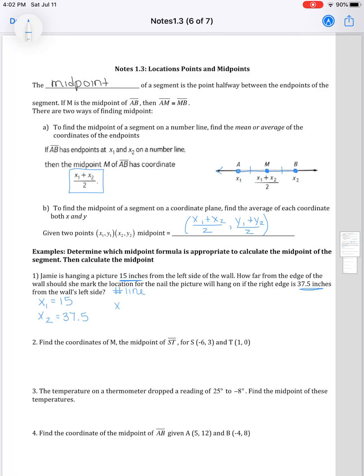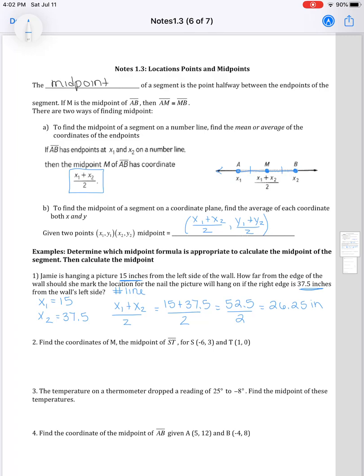So x1 is 15 and x2 is 37.5. These are not coordinates by any means, which means we are going to use approach number 1, the number line, which says that we take the two values, we add them up, and divide it by 2. So the numerator is 52.5, divided by 2 gets us 26.25, and these are word problems, so just make sure you have units on there for inches.